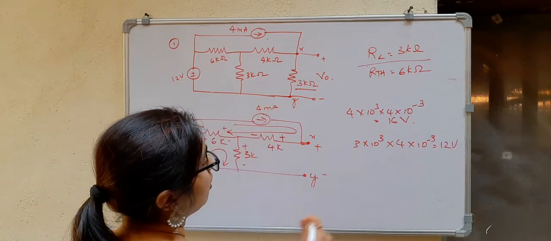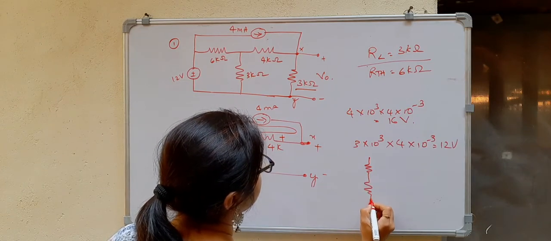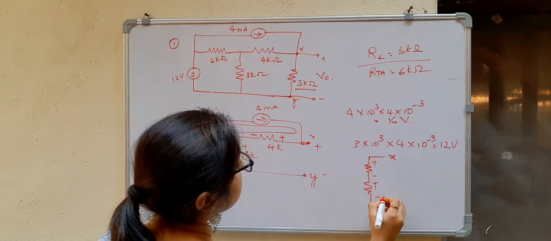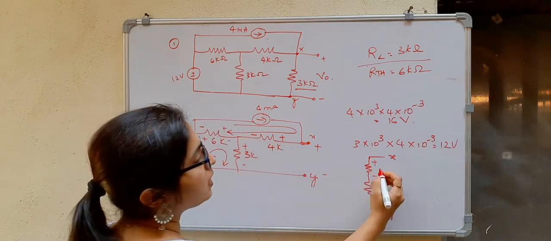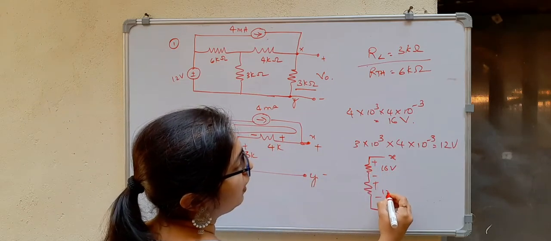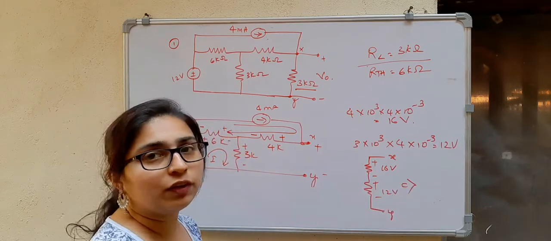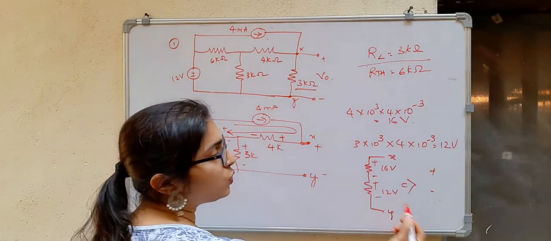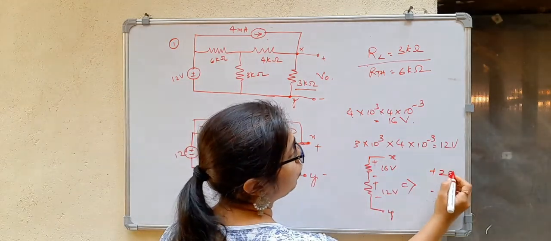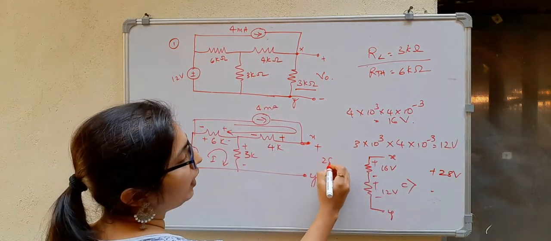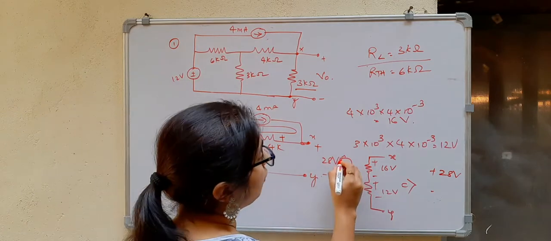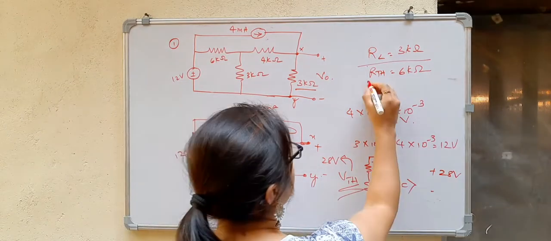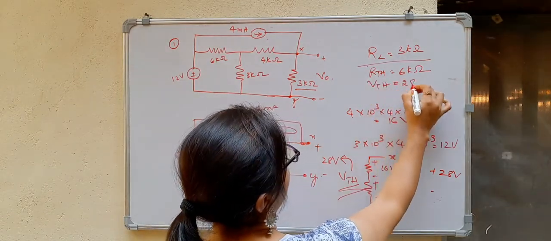See, we have two resistors like this. This is X and this is Y. This is plus minus, plus minus, plus minus, plus minus. This is 16 volts, this is 12 volts. So what will be your equivalent voltage now? The polarity is same, so it will be in this direction. So it will be added, 28 volts. That will be your VTH. This is the open circuit voltage. So VTH is equal to 28 volts.